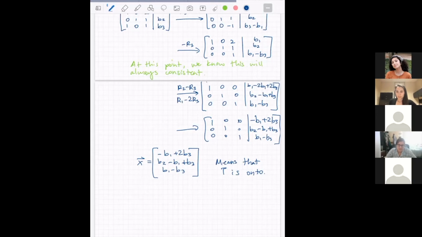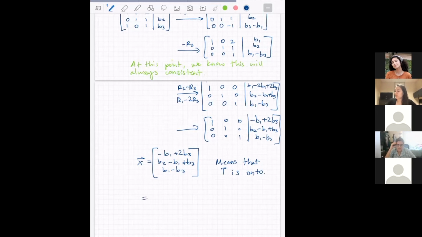Can we do a thing where we put it out into the parametric form and then B1, B2, B3 can be any real number? Do you know the thing that I'm talking about?